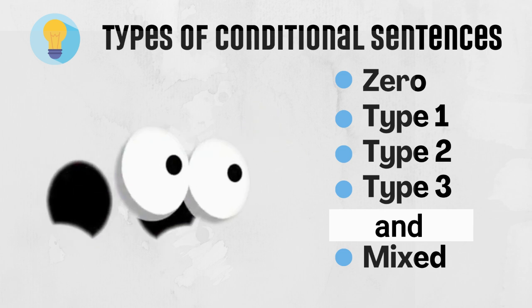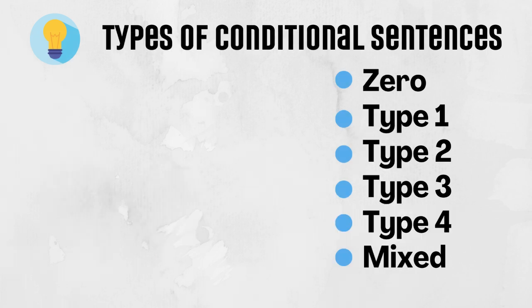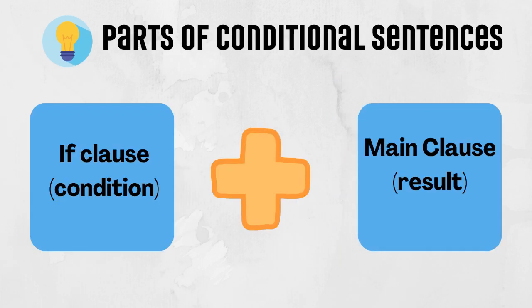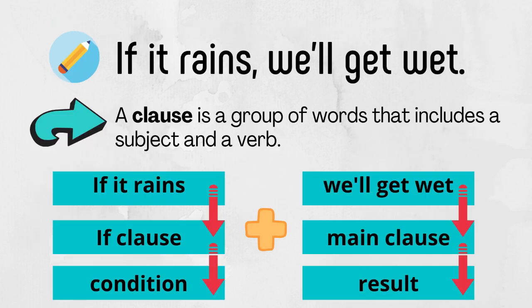But before we talk about these different types of conditionals, ano nga ba ang basic structure ng conditional sentences? Regardless kung anong type of conditional sentence pa yan, mapa 0, 1, 2, 3, or mix, lahat ng conditional sentences ay binubuo ng dalawang parts. Ang if clause o ang part na nagpapakita ng condition at main clause na nagpapakita ng result. Example, if it rains, we'll get wet. Ang sentence na to ay maaaring hatiin sa dalawang clauses. Sa Filipino, tinatawag natin itong sugnay.